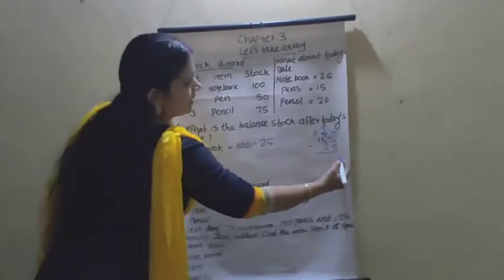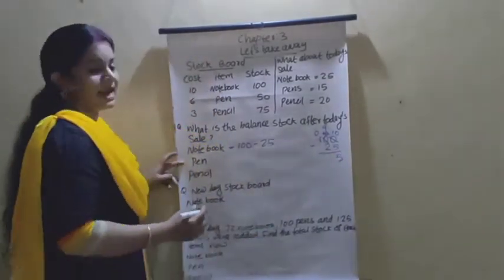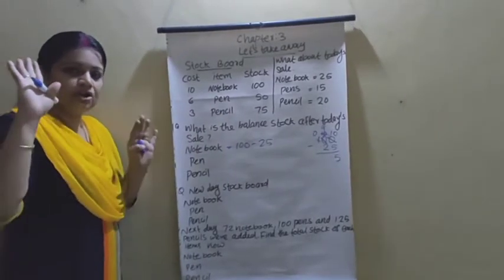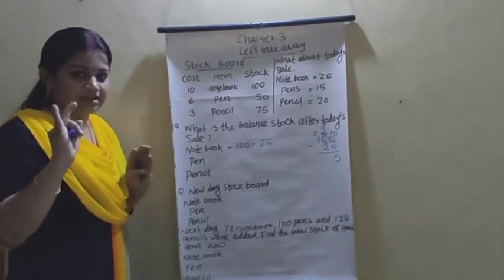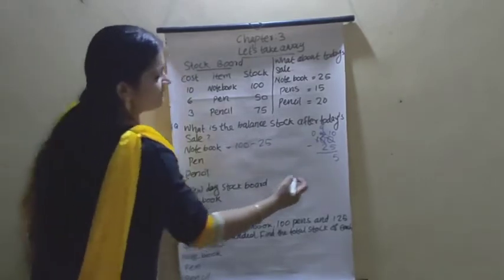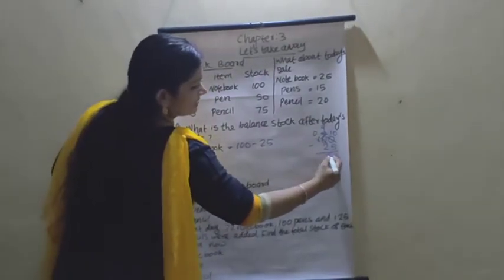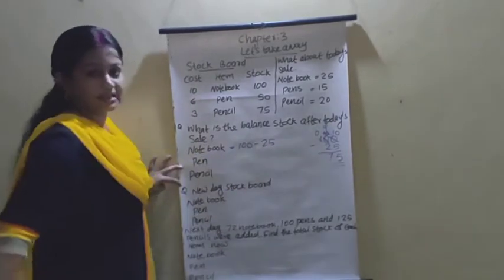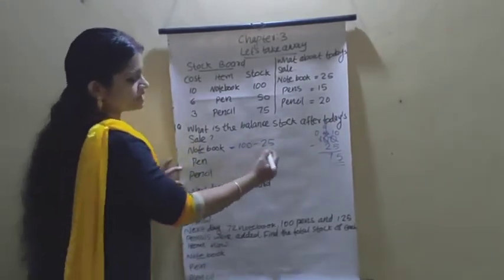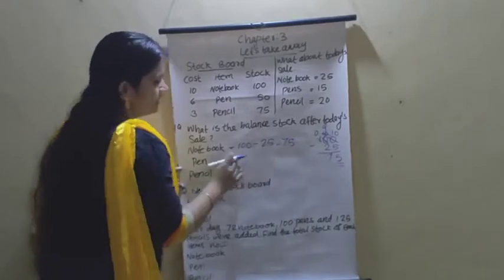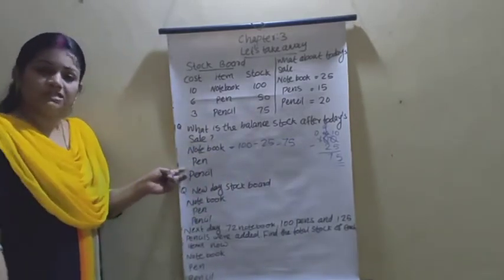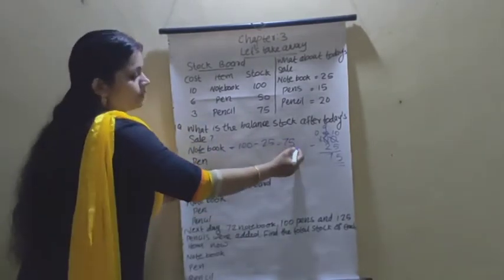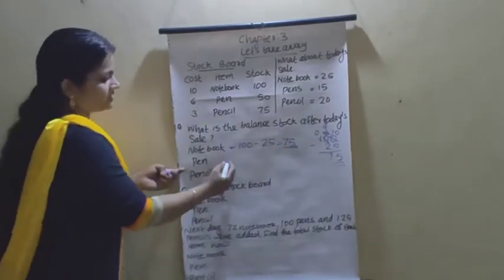10 minus 5 is 5. 9 minus 2: take 9 fingers, close 2 fingers, how many are left? 7. Then what is the answer? 75. Now we need to write it down. 100 minus 25 equals 75. Then how many balance notebooks are in the store? 75 notebooks. Okay, next, pens.